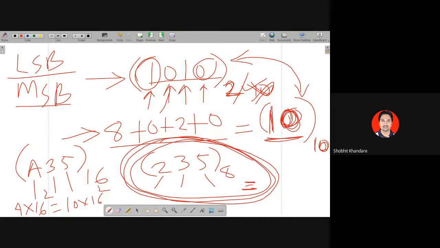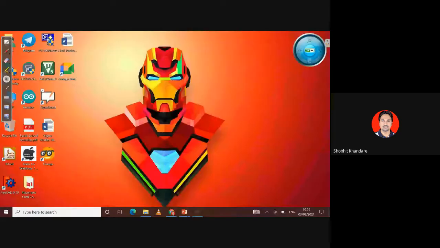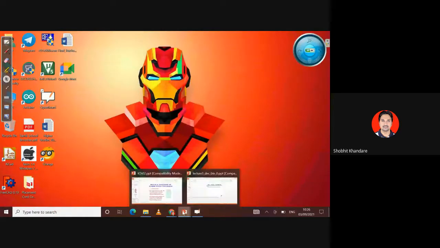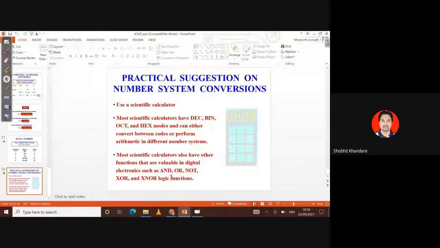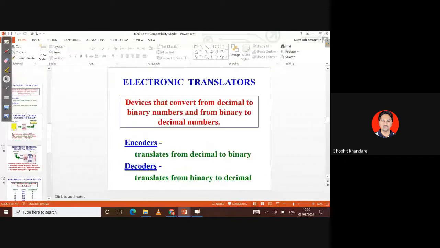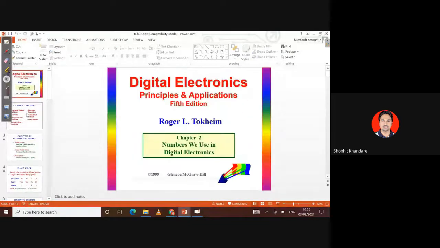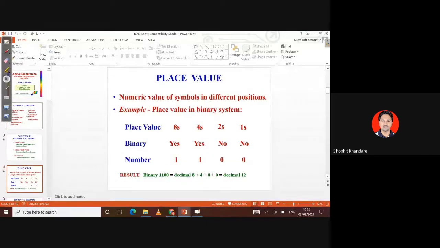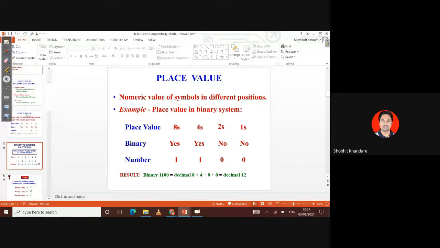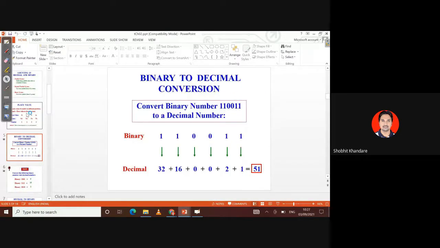Okay. Now this is what we have understood till now. We will go to the PPT. So I have told you about what the place value is, the place value of each individual position. Okay. So this thing I have already told you. We will see now the conversions of number.